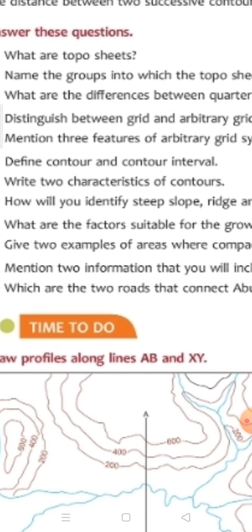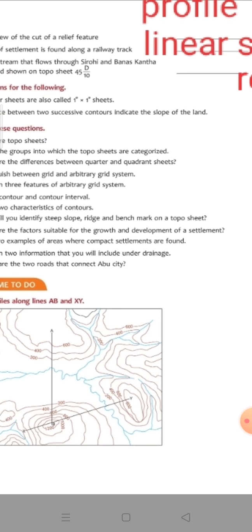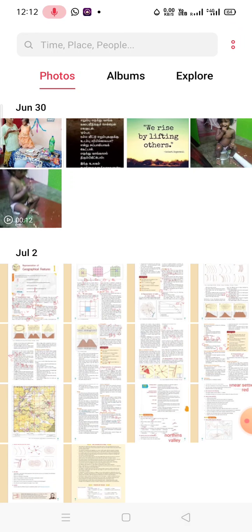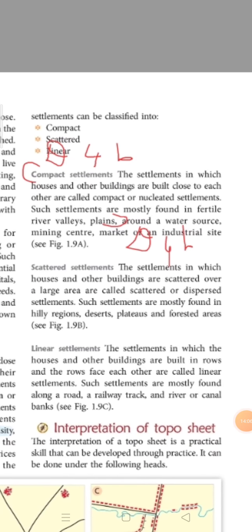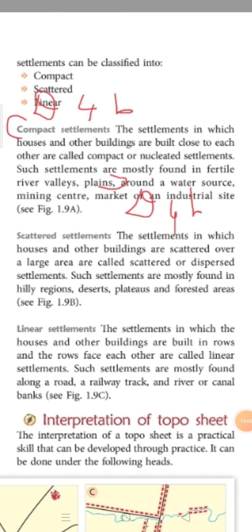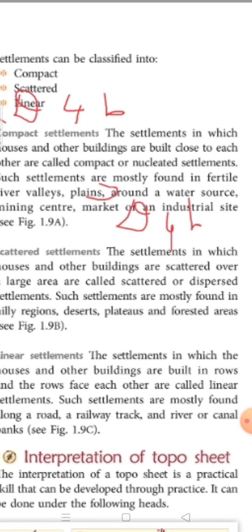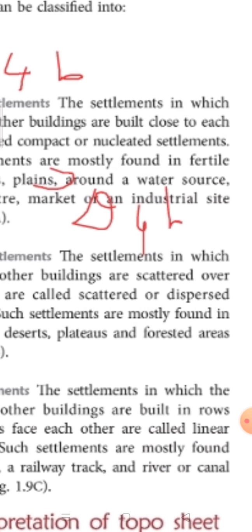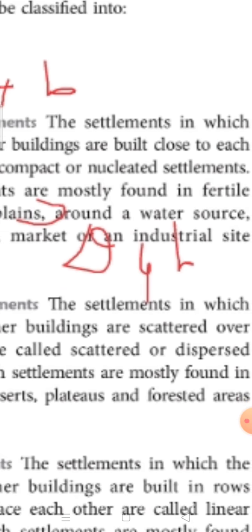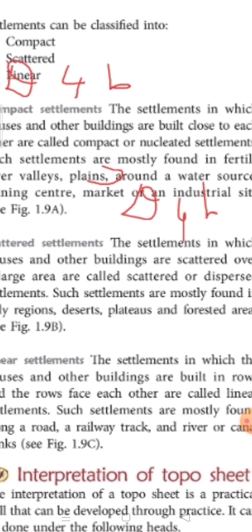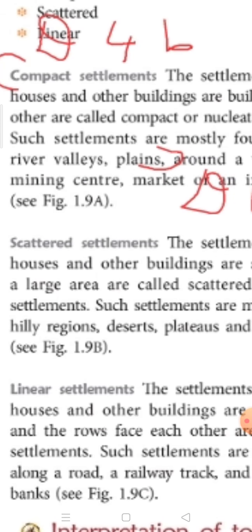Give two examples of areas where compact settlements are found. Settlements in which houses and other buildings are built close to each other are called compact or nucleated settlements. Such settlements are mostly found in fertile river valleys and plains.